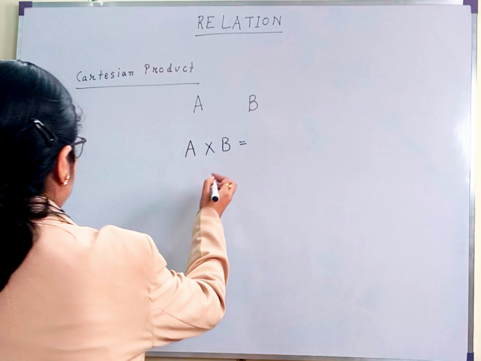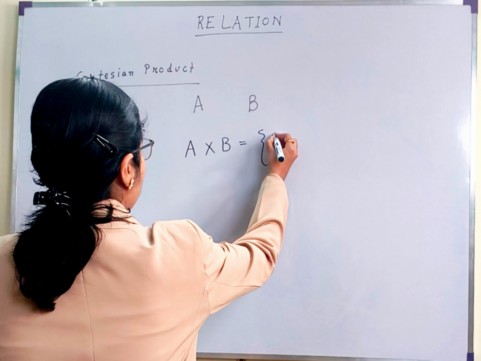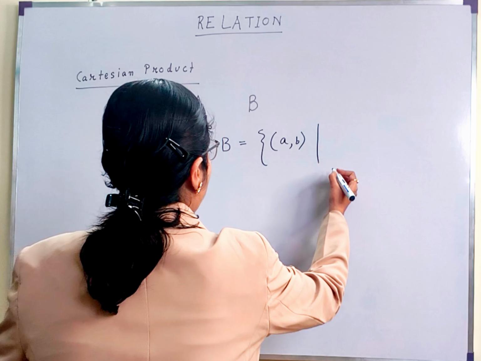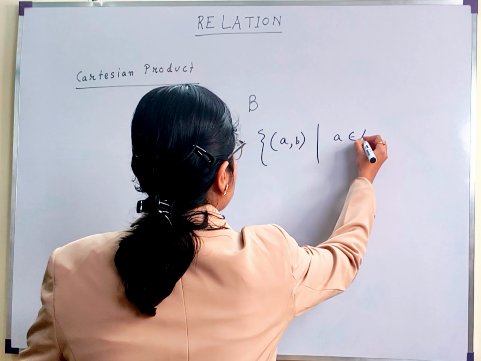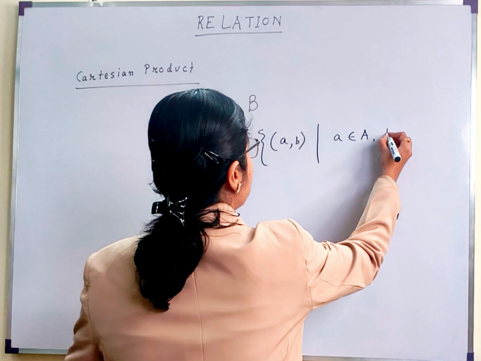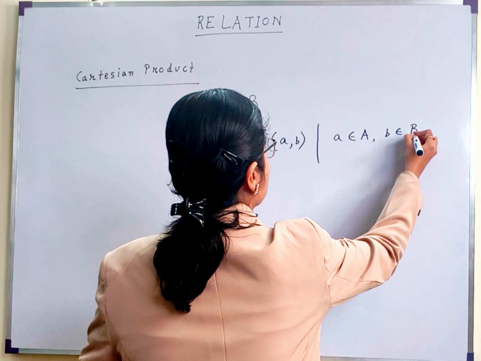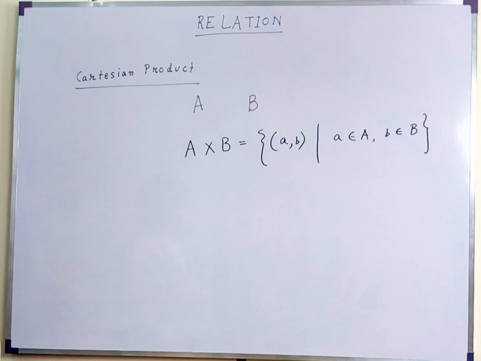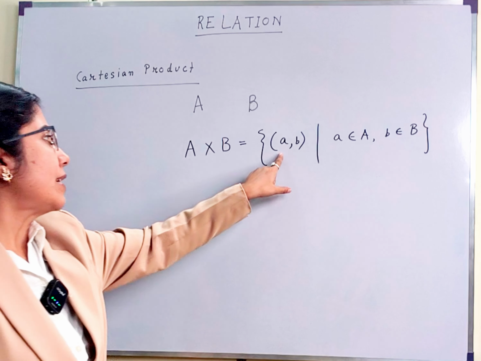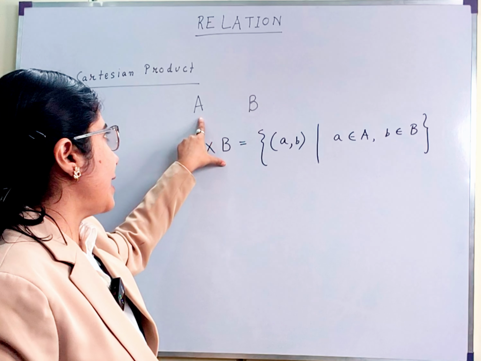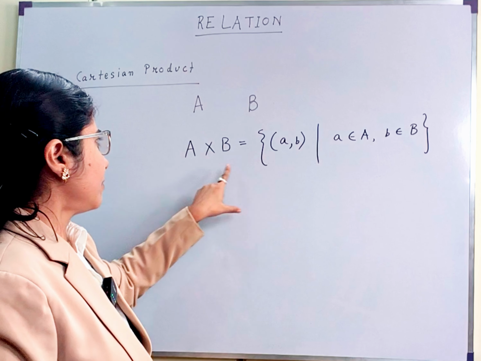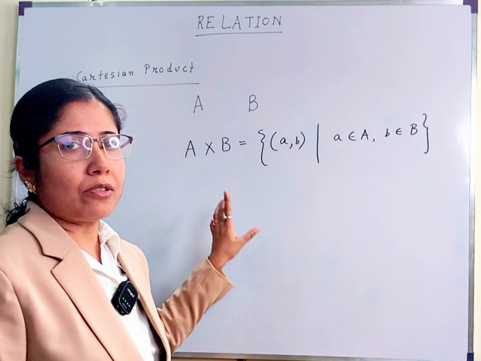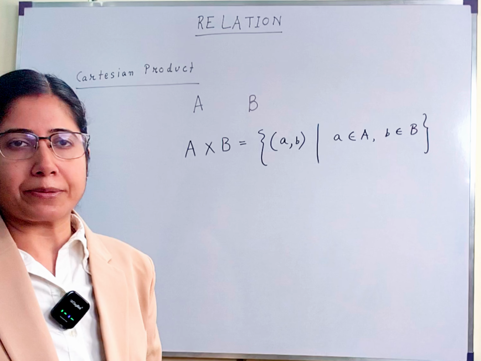Let's see. A cross B is equal to (a, b), where a belongs to set capital A, and b belongs to set capital B. So we can say the first element will come from the set A and the second element b will come from the set capital B. So this is a Cartesian product.